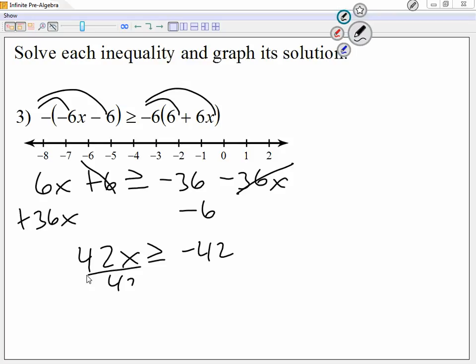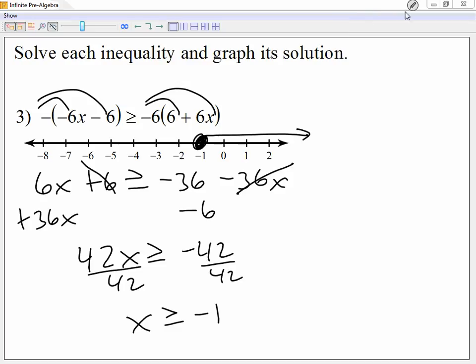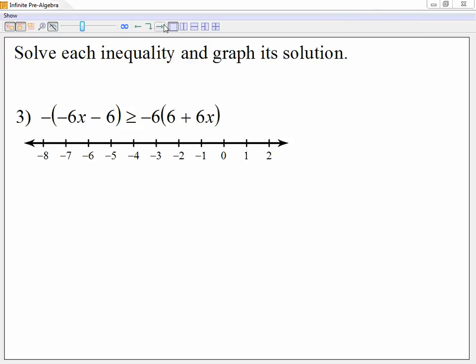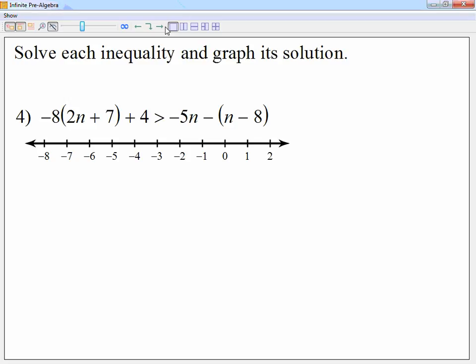Let me divide by 42. X is greater than or equal to negative 1. So negative 1 in this case is a closed circle because of the little line at the bottom. And I'm going to go towards the right. See how my arrow is pointing towards the right? I went towards the right. Okay, that's why I like the letter on the left, because it makes it easier for me to know. Let's take a look at 4.